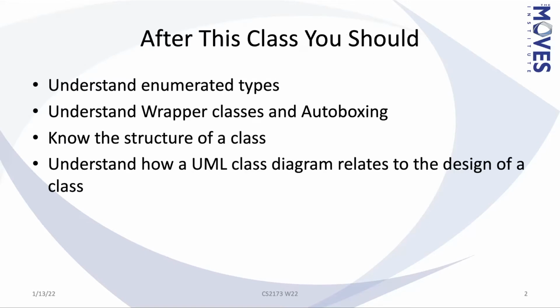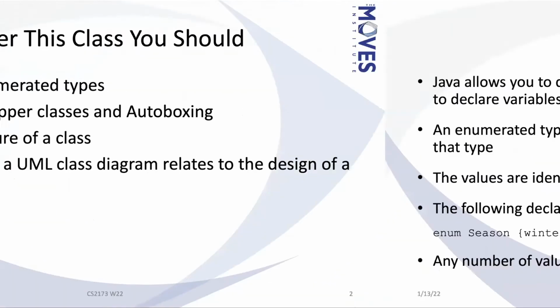Okay, so enumerated types, what the heck are they? Well, you've read about them, and hopefully we'll show you how to do that. Wrappers and auto boxing. The main thing, the structure of a class and these UML class diagrams. The book uses sort of the official one. I like to use kind of a modified one. We'll see how that is. If you prefer the book's one, that's fine too.